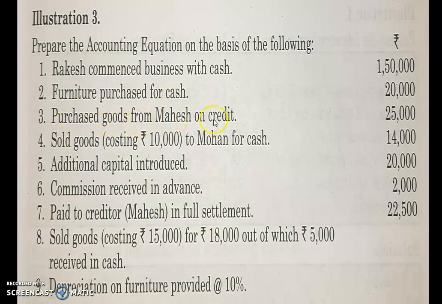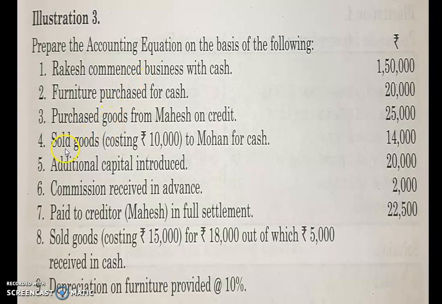Purchase goods from Mahesh on credit. Children, credit means you have purchased these goods from Mahesh not by giving cash. So it is not a cash purchase. It is a credit purchase. You will give cash for the goods purchased on some other day. So you have created a creditor. Mahesh is your creditor. This is your liability. You have to give him cash for the purchase of goods you have made.